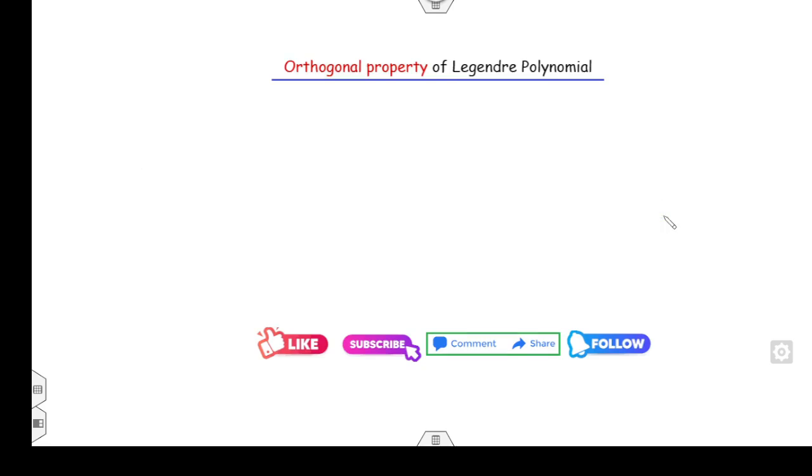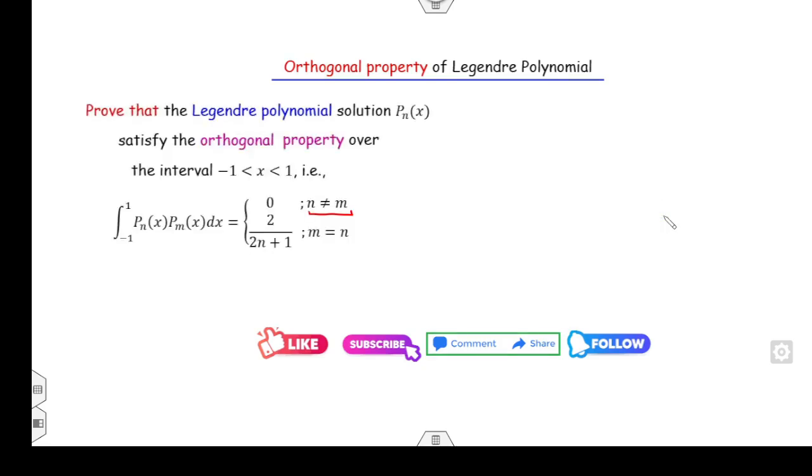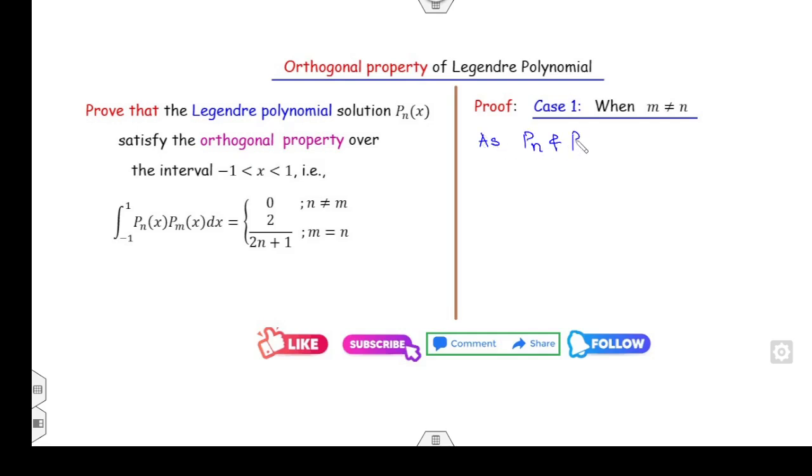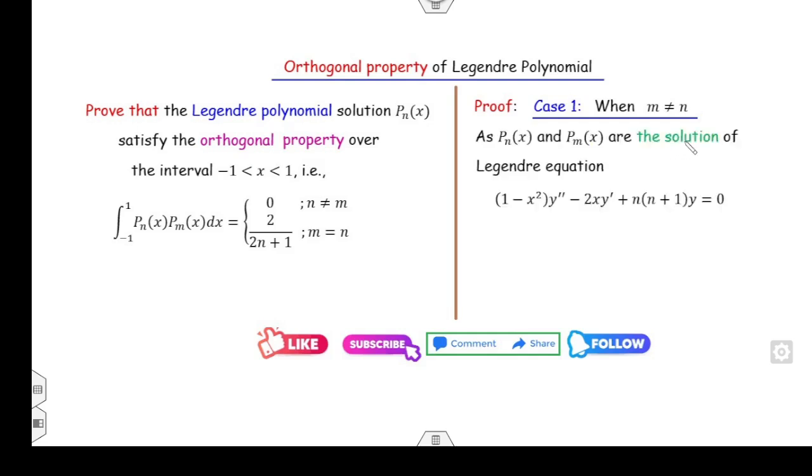Fine. So now let's start with the proof of this result. Case 1, whenever m is not equal to n. Now we all know Pn and Pm are solutions of the Legendre differential equation. So if this is its solution, what does it mean? It will satisfy the equation.